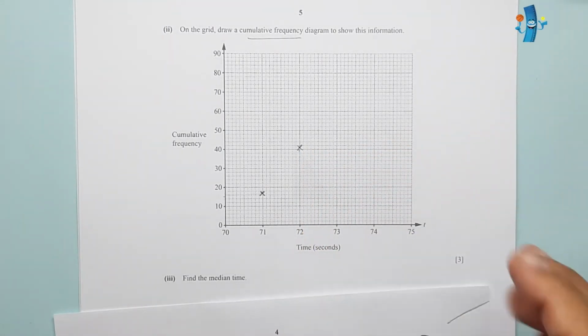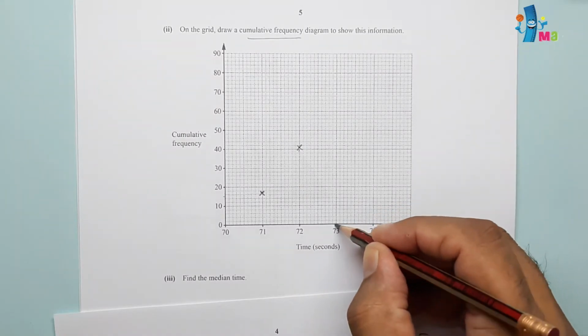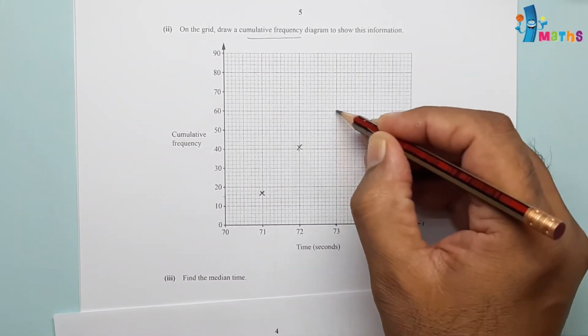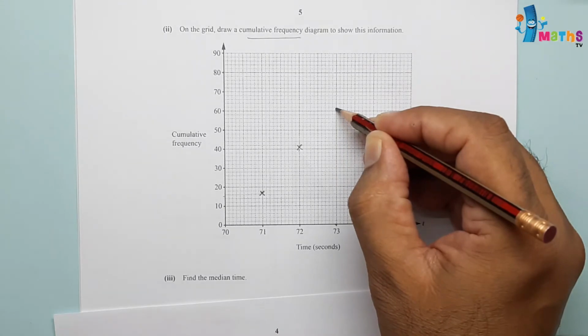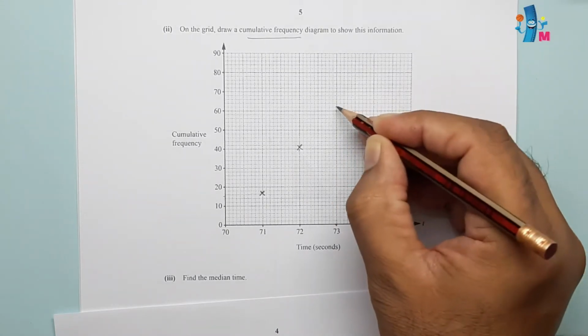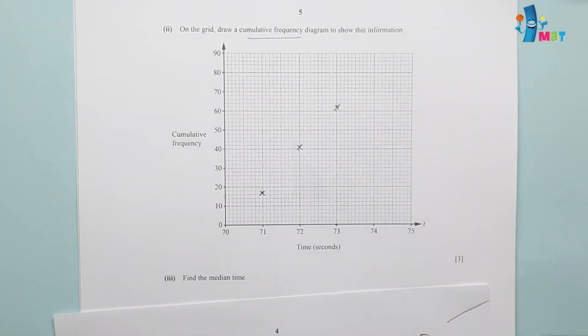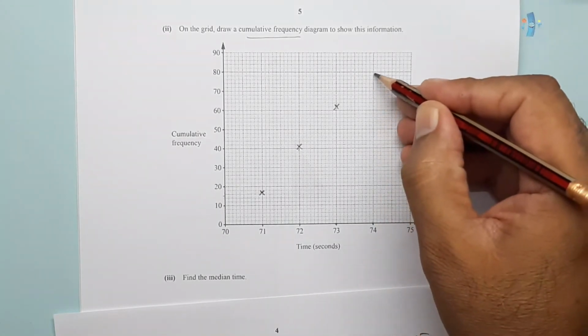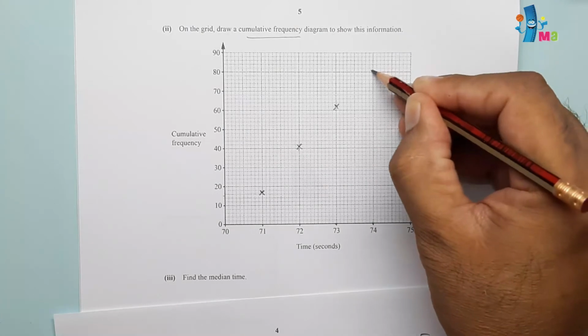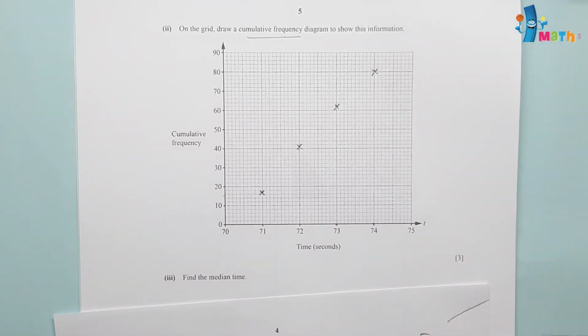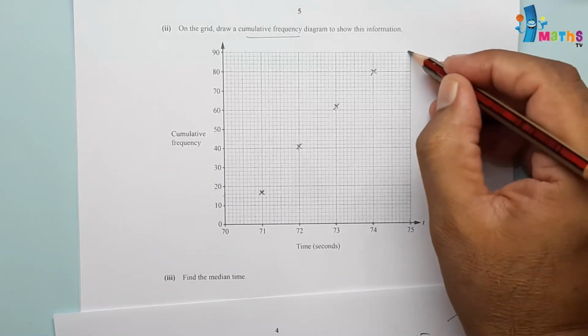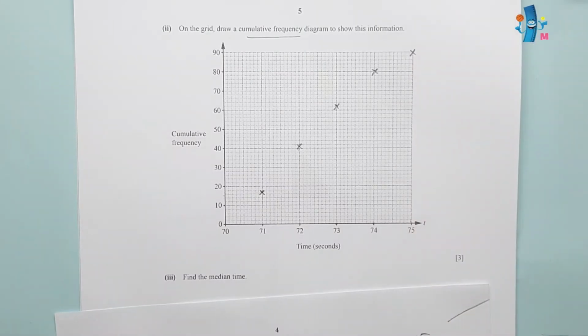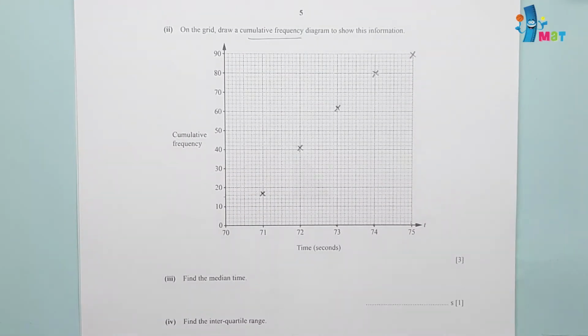Next value is 73. For 73 it is 62, so a little above 60. Then for 74 it is 80, which is an exact value, so we take it here. For 75 it is 90, which is also an exact value. Now we have indicated these points.